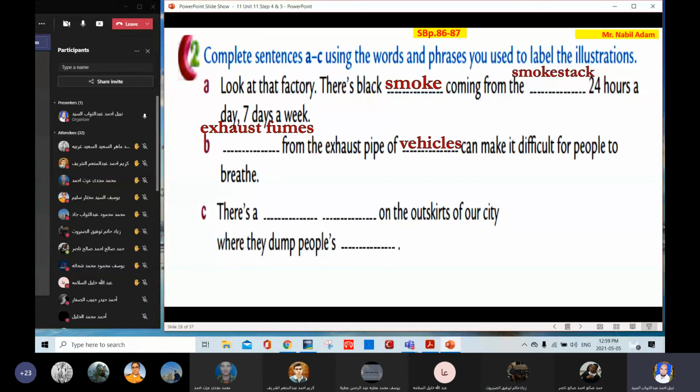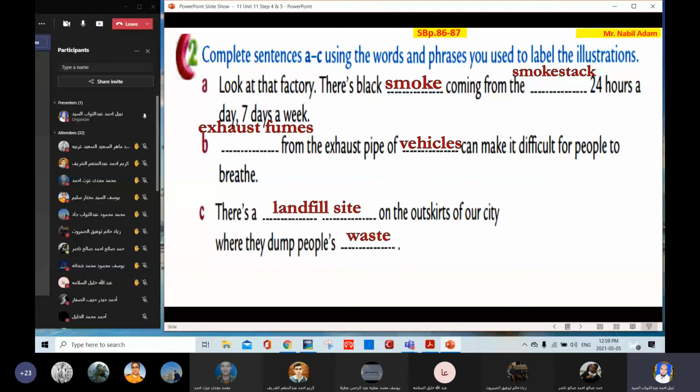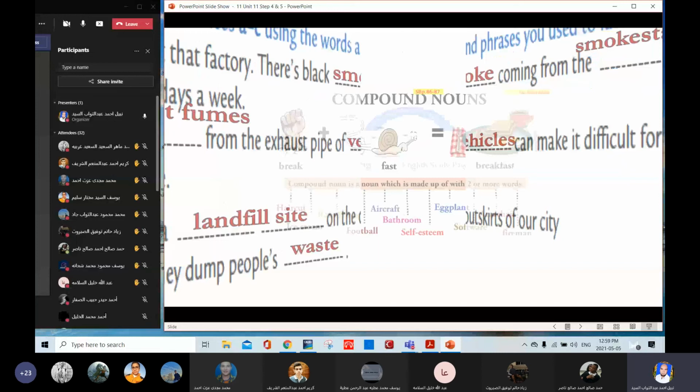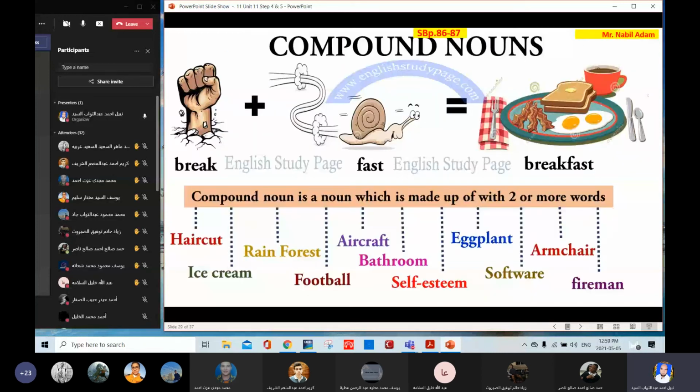Thank you. Okay. Now let's move to compound nouns. Compound nouns are nouns which are joined together, like break fast becomes breakfast. A compound noun is a noun which is made up of two or more words. Haircut, ice cream, rainforest, football, aircraft. All these are compound nouns, words which are joined together. We can join them or we can put a dash or a hyphen. We can leave space between them, like rainforest, like living room. But bathroom is one word.